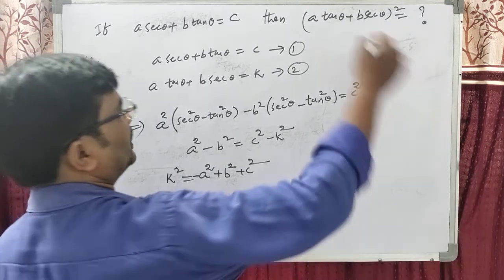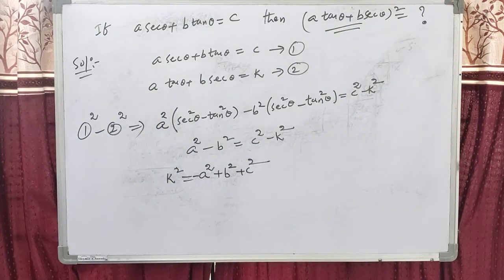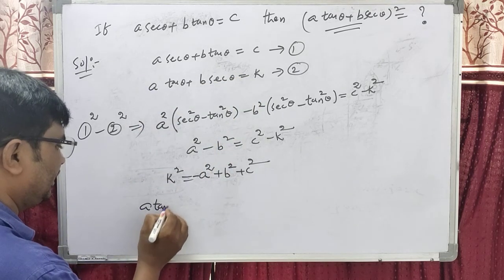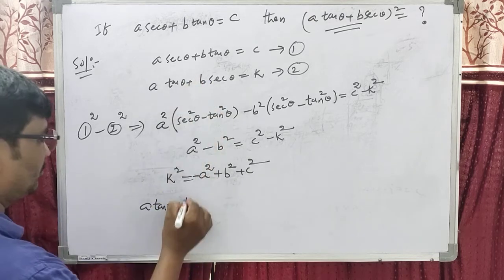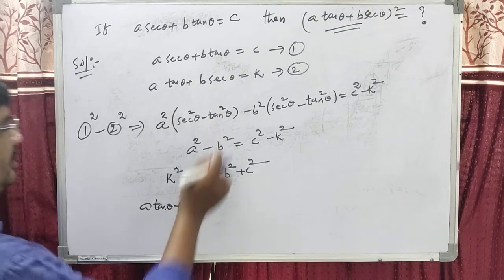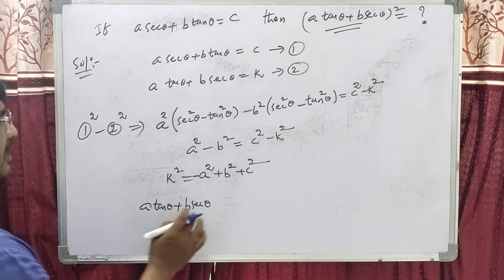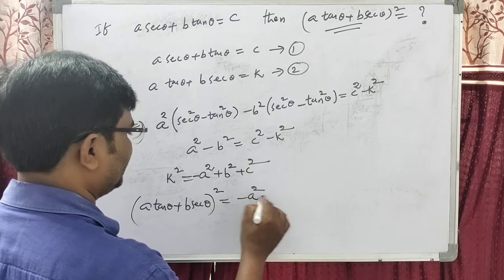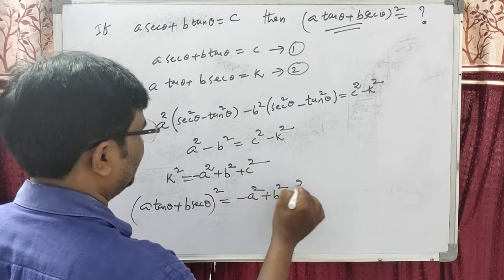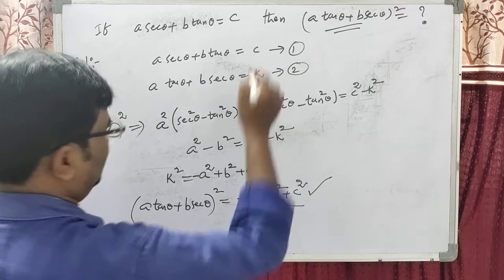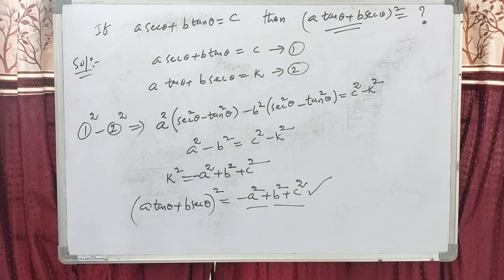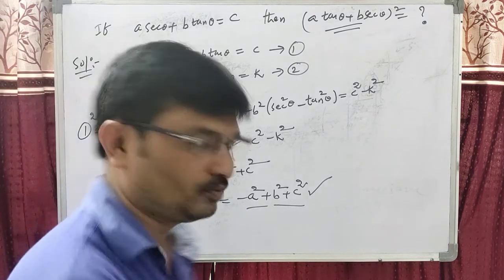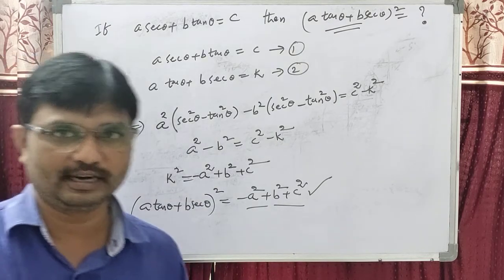We take this whole square. Now what we have taken is k. The k is a tan theta plus b secant theta. Dear students, k square is (a tan theta plus b secant theta) whole square, equal to minus a square plus b square plus c square. This is the value, students: minus a square plus b square plus c square. Write down, students.